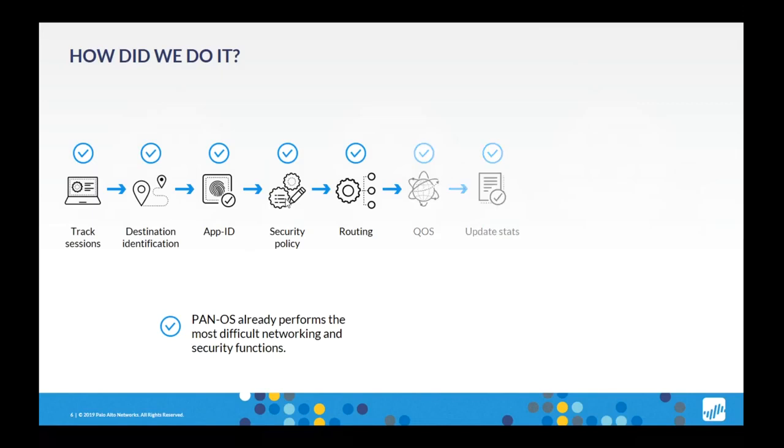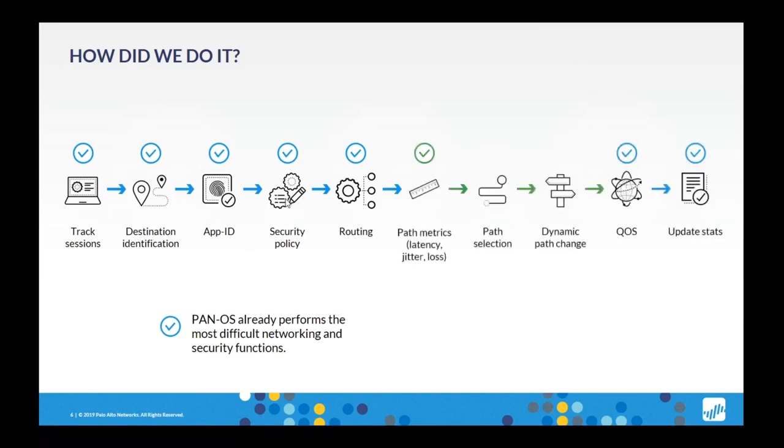So, with PAN-OS 9.1, what they have added is enhanced features to provide new capabilities of SD-WAN, which are path metrics and path selection, along with dynamic path change. So, as the name suggests, it basically provides, I would say, a reliable, dynamic, and intelligent selection of WAN links.